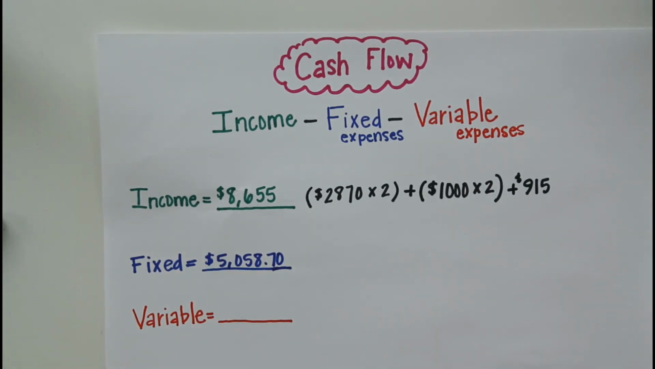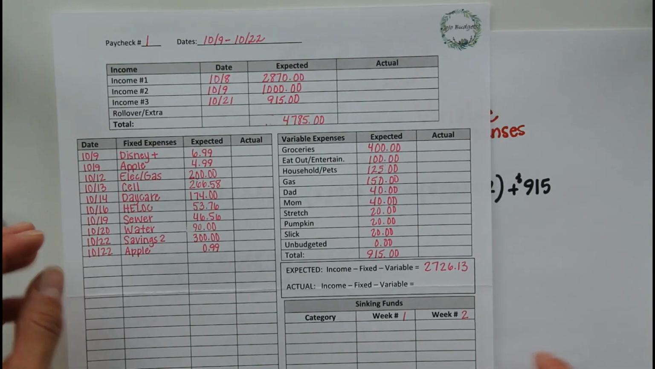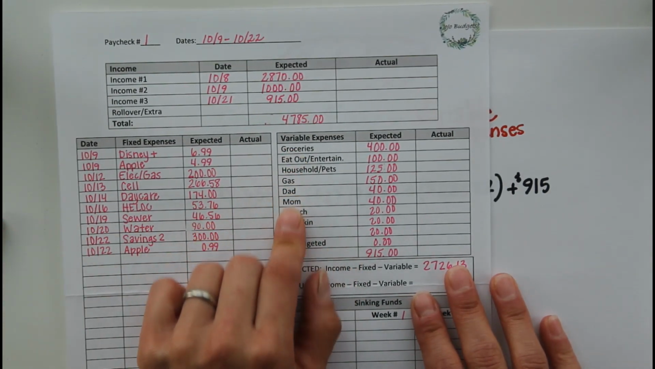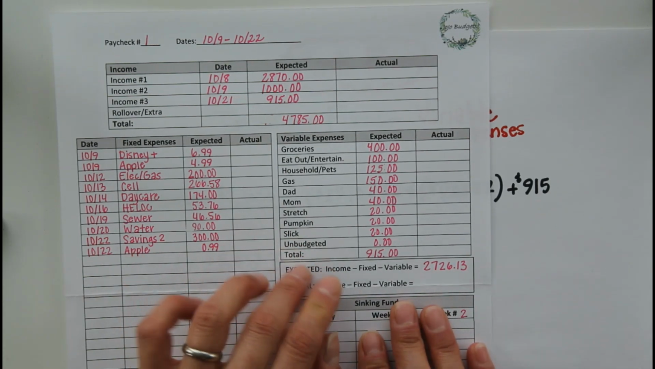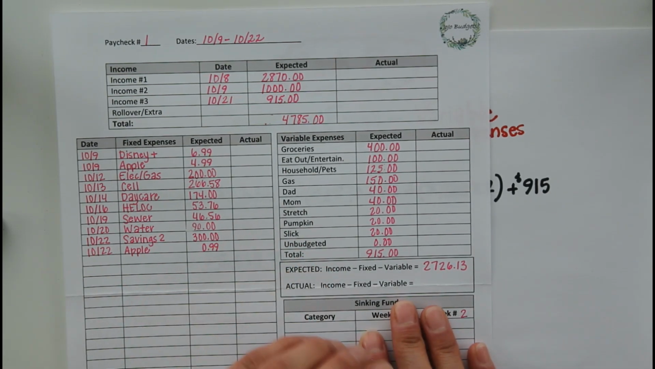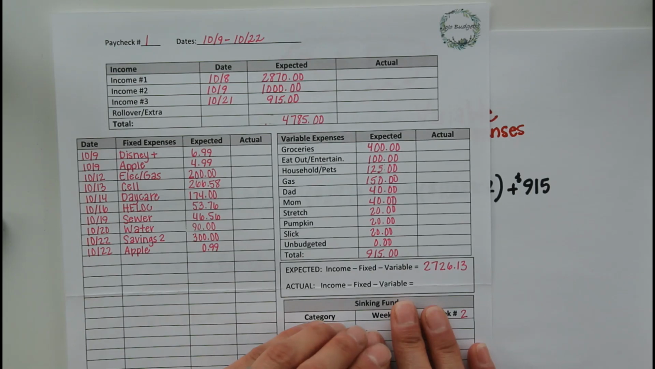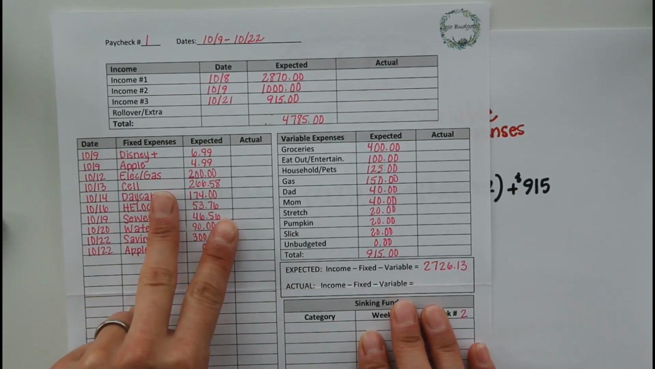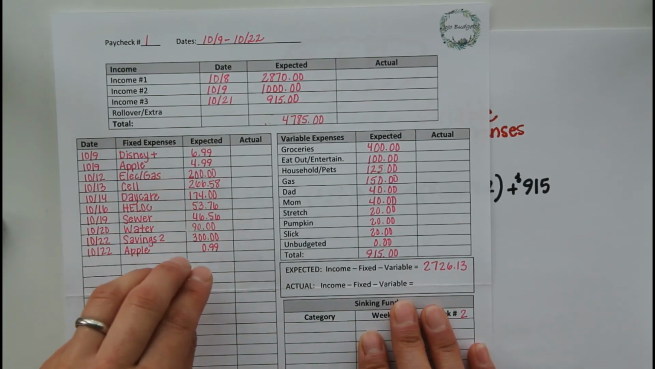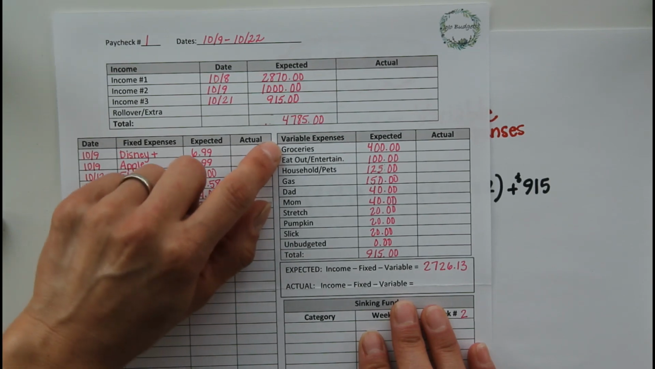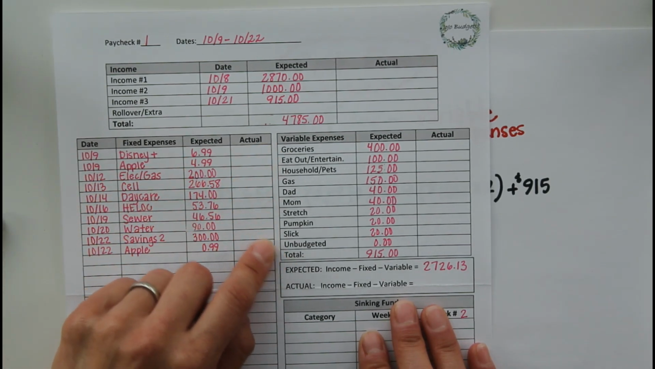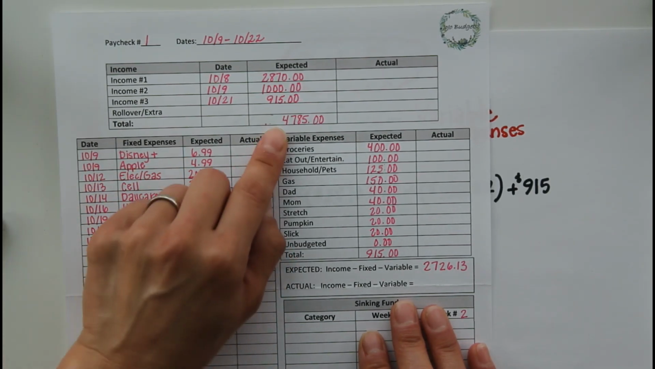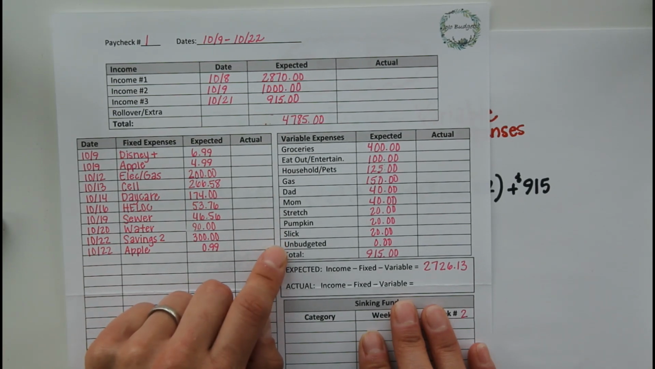Next is variable expenses. And these are our different variable expenses. I'm married, I have 3 kids, we have pets, we own a home, and we own 2 vehicles and a motorhome. So that encompasses what makes up our lives and our variable expenses.